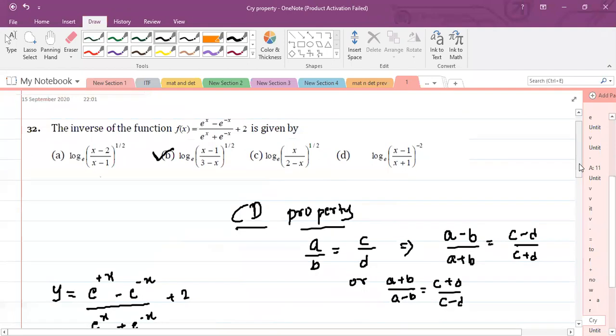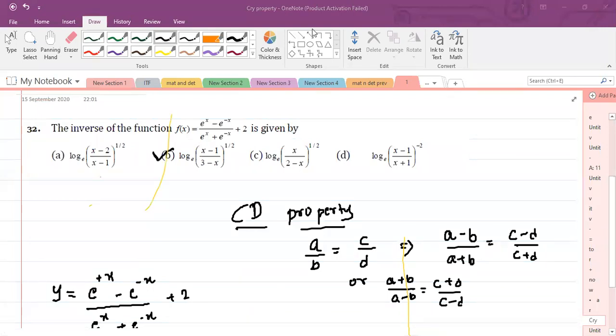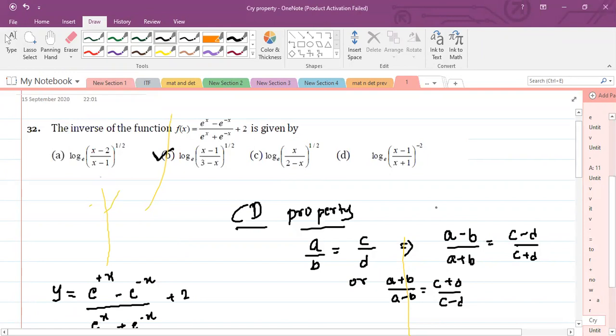So actually, it needs some time. How to solve this problem very easily? Here, what is asked? We have been asked to find the inverse of the function. So inverse of the function means you can give some input.